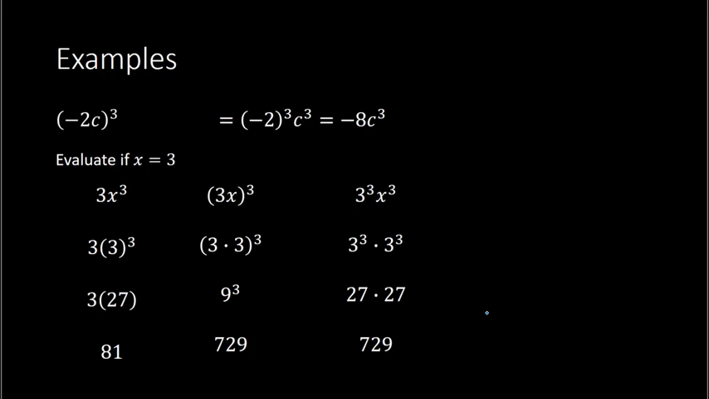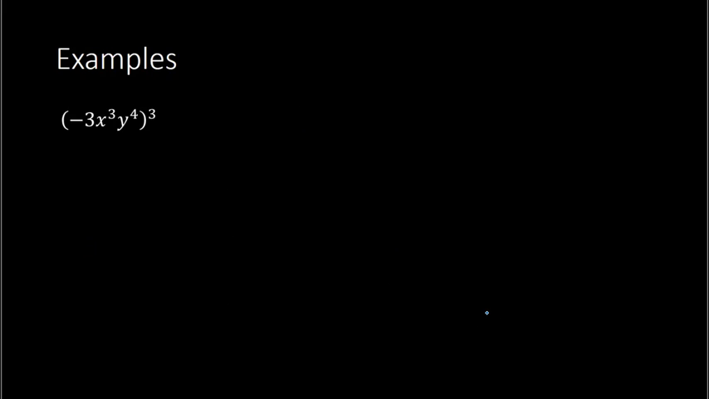Now just one more example. Here we see negative 3x cubed, y to the fourth, and then all that is raised to the third power. So here we need to raise everything in the parentheses to that third power. So I have negative 3 to the third power, I have x cubed to the third power, and I have y to the fourth to the third power.